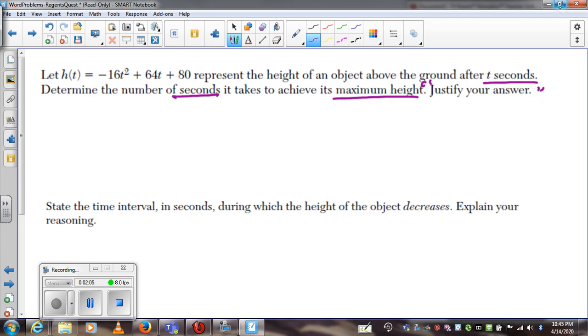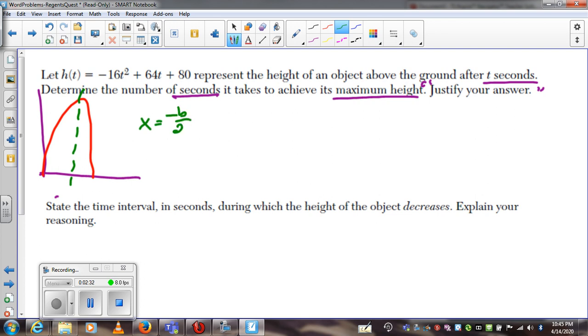But I do need to justify. So that means I'm going to have to show a little bit of work. If you remember, we need to find the center. So this parabola looks something like this. Oh, that's a very bad drawing, but you get the idea. And we have the axis of symmetry that goes down through the middle. So we're going to use our equation x equals negative b all over 2a.